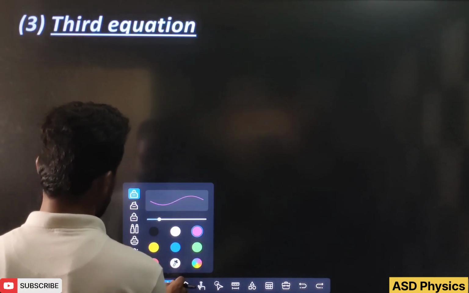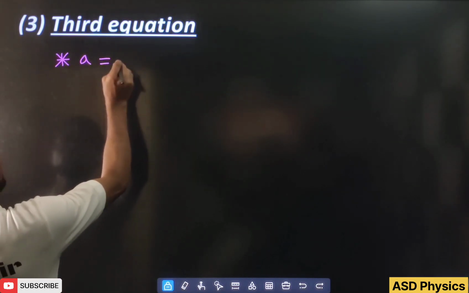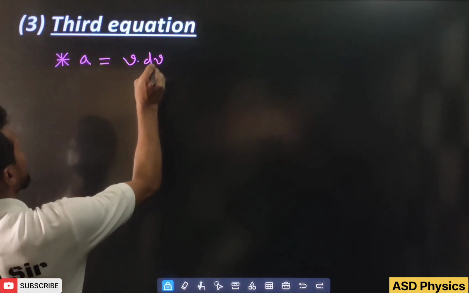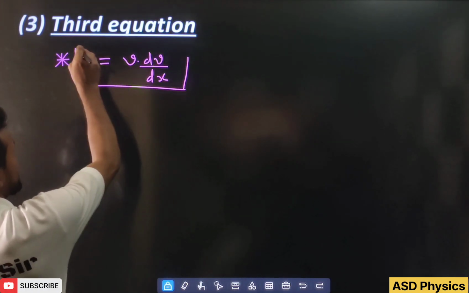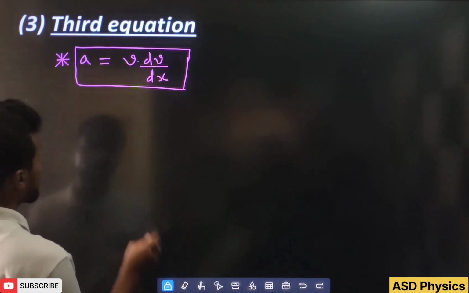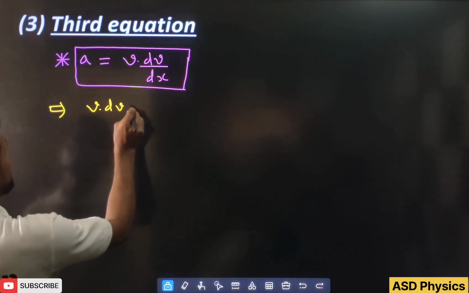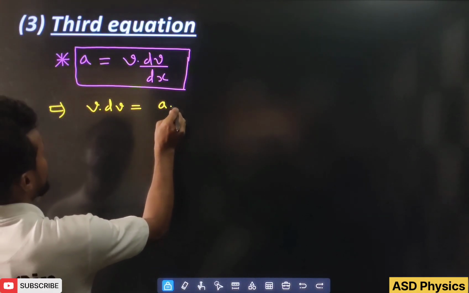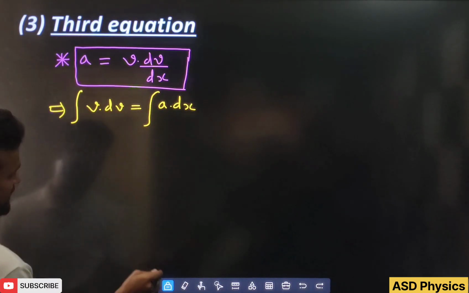For the third equation of motion, remember that here we write a equal to v into dv by dx. By default we are seeing the object is moving along the x direction. Now after that again we will do the cross multiplication, so it will become v dv is equal to a dx. Here limit means integration sign.